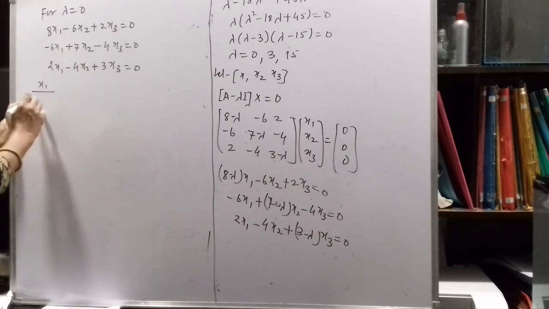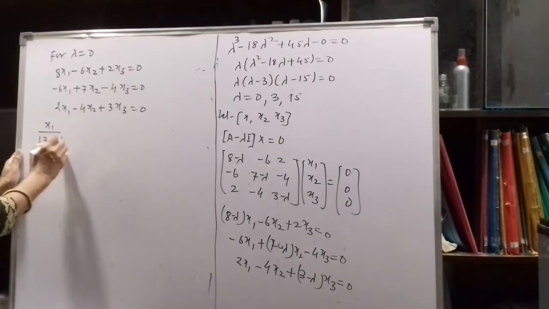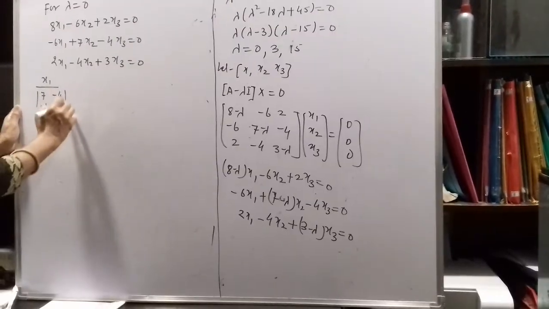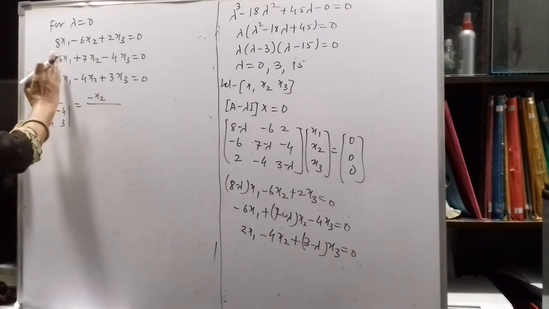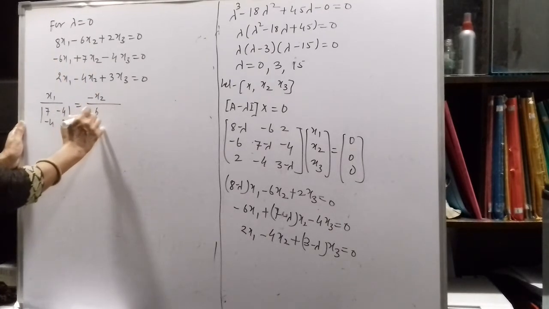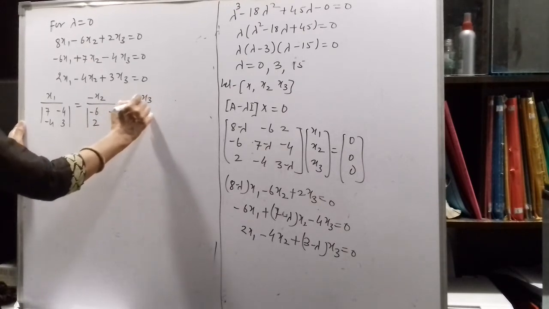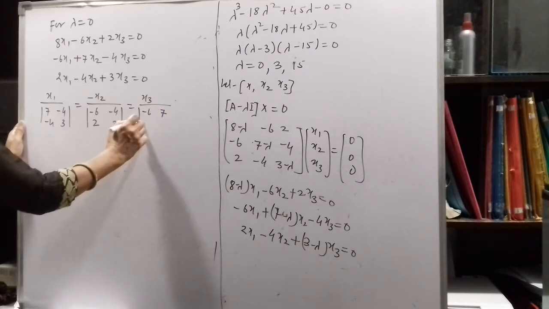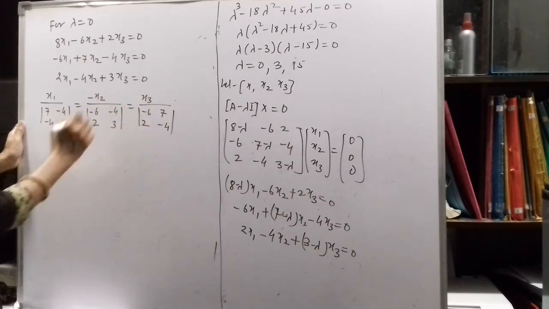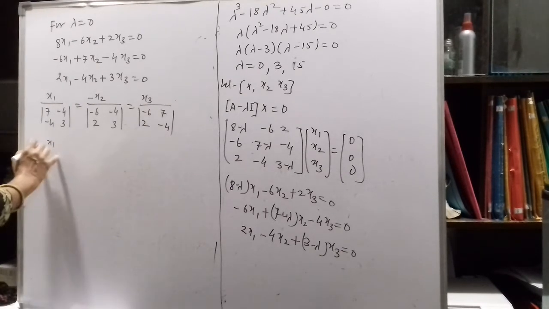x1 upon the determinant of 7, minus 4, minus 4, 3 is equal to minus x2 upon the determinant of minus 6, 2, minus 4, 3, which is equal to x3 upon the determinant of minus 6, 7, 2, minus 4. Minus, since we are considering these elements first. So we have to solve this one to get the values.